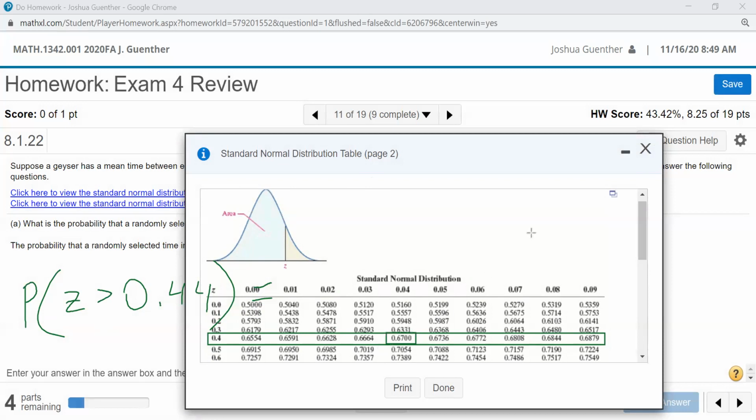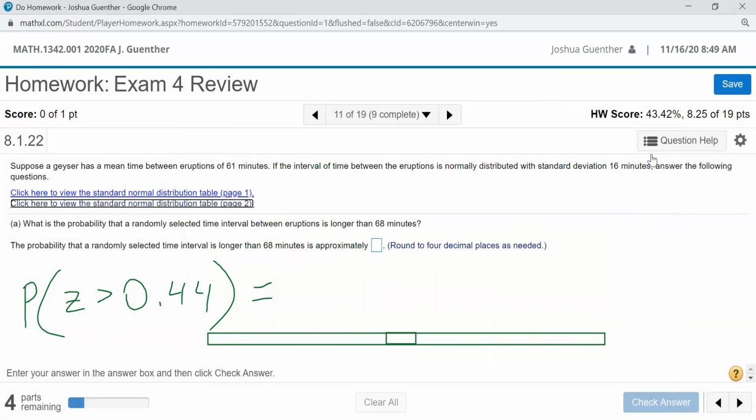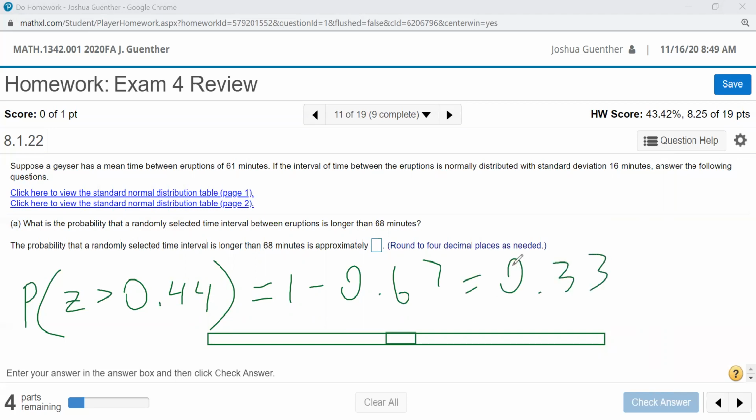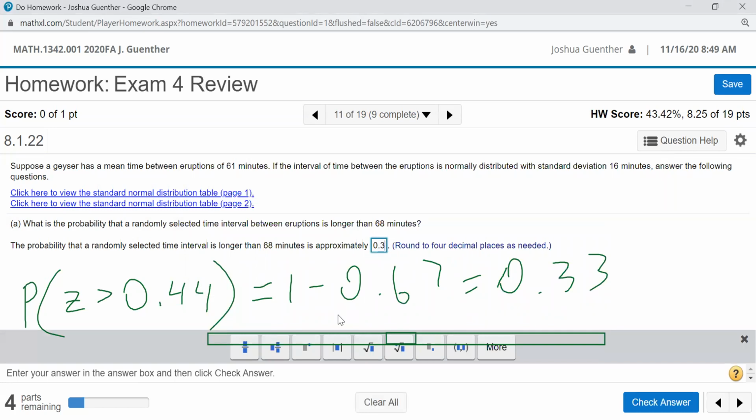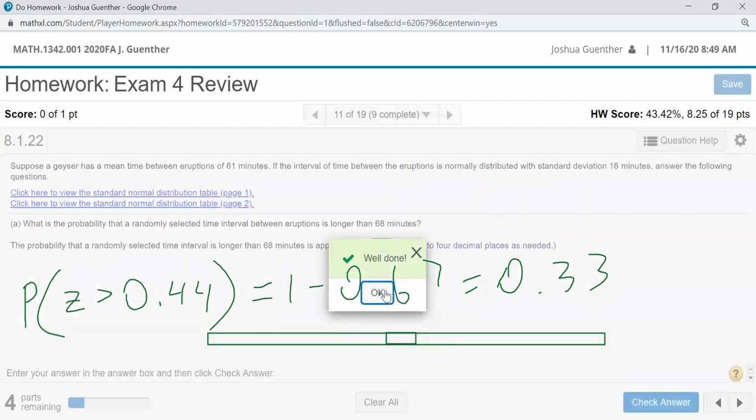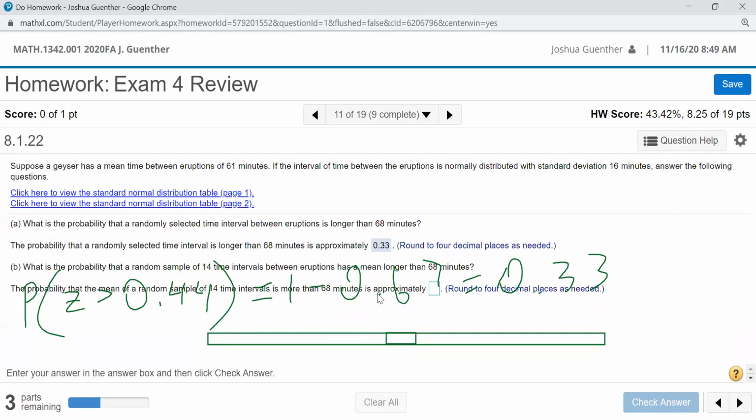So we need to do 1 minus 0.67. That's going to be the key here. And so that's going to be 0.33. Not bad. So this was actually a chapter 7 problem we just did.